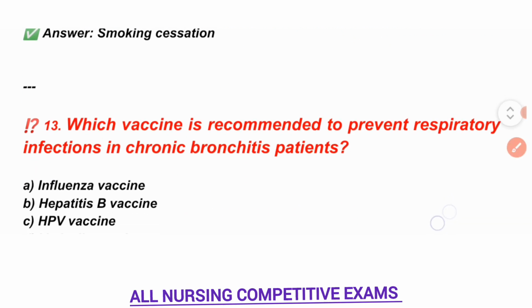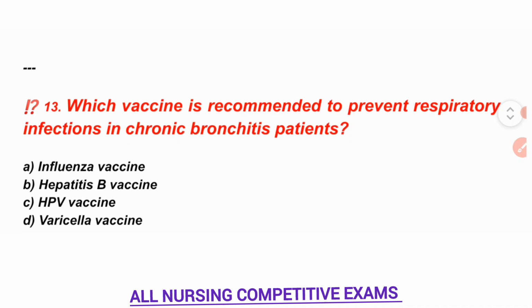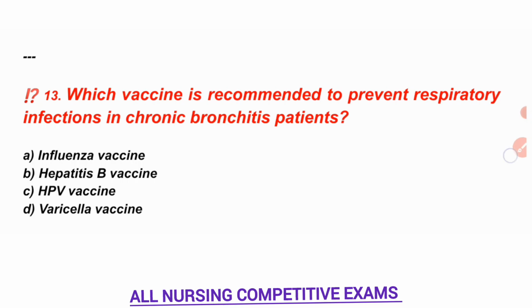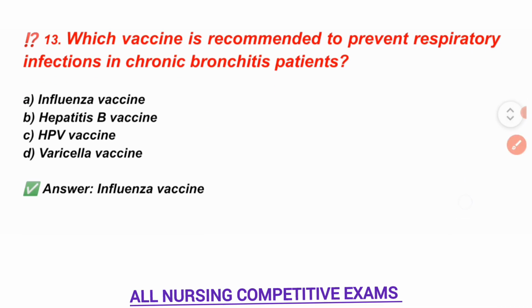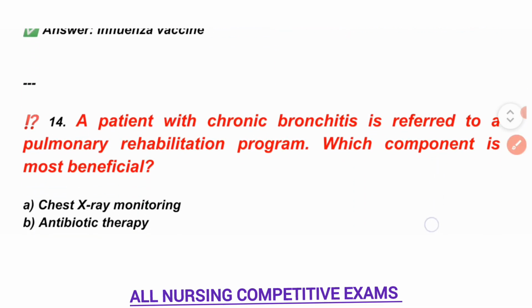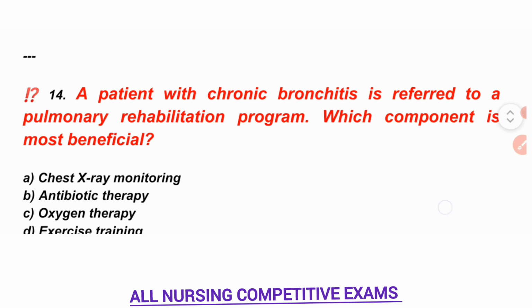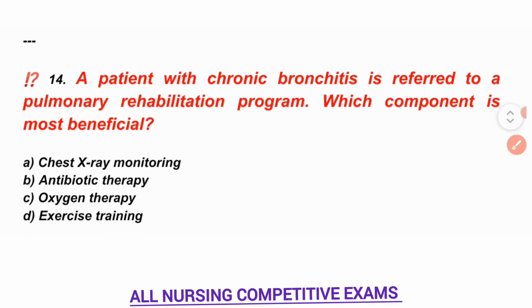Question number 13. Which vaccine is recommended to prevent respiratory infections in chronic bronchitis patients? The right answer is option A, influenza vaccine. Question number 14. As part of chronic bronchitis management, a pulmonary rehabilitation program is recommended. Which component is most beneficial? Right answer is option D, exercise training.